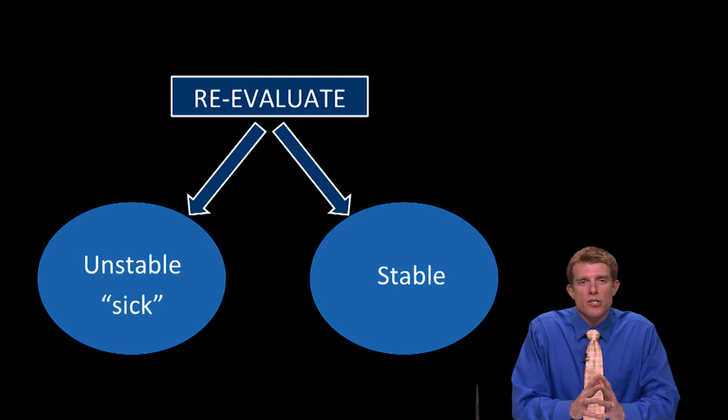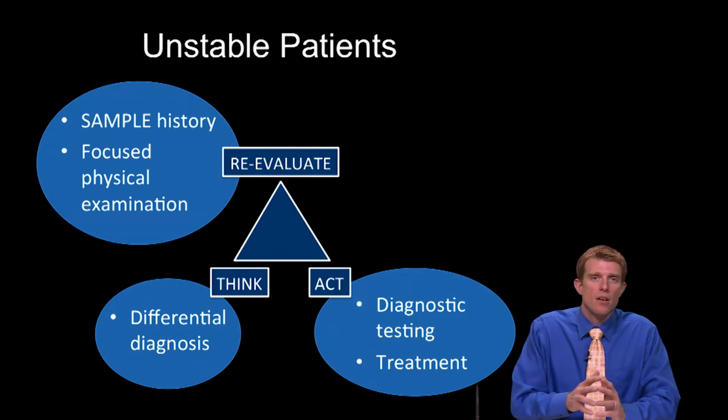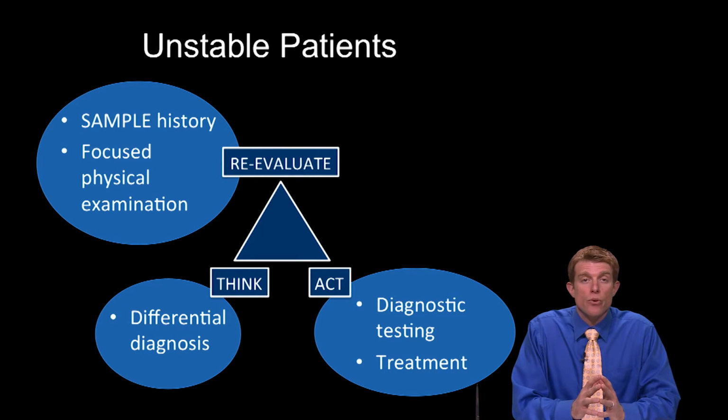On our re-evaluation, we're dividing these patients into those that are unstable or we thought may be sick, and those that were stable. And in this patient, we clearly decided based on her rapid respiratory rate, her borderline low blood pressure, and her fast heart rate that she was in our sick category. In the unstable patient, we're going to do a rapid evaluation, a little bit more thorough than our initial evaluation, but not full evaluation. Think about our differential diagnosis and begin our diagnostic testing and treatment as we go about these other things.